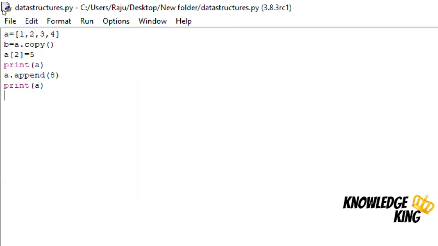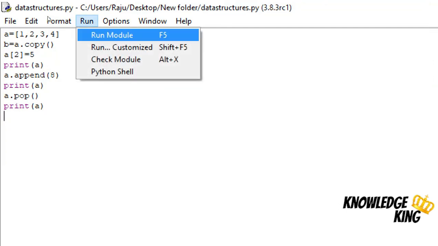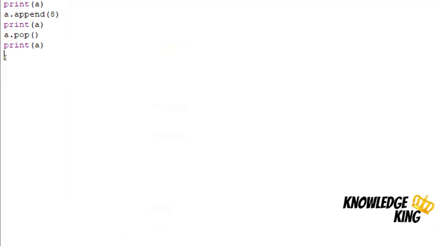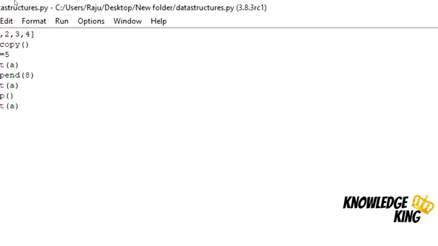And similarly, we can pop a value from the list. A dot pop will pop the last element of the list. See, 8 is popped out. Pop is a function which removes the element at a particular index. If not given an index, it pops the value at the end of the list. Here 8 is at the end of the list, so it is removed.